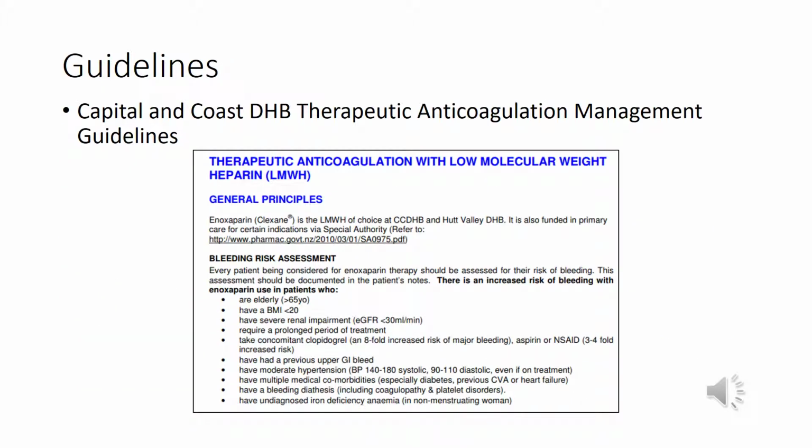One of the guidelines that will be used for this clinical decision support system is from Capital and Coast District Health Board, who have developed guidelines for therapeutic anticoagulation management. These guidelines are available on the internet. The guidelines include baseline testing of the patient, bleeding risk assessment, contraindications, indications, dosage calculations for enoxaparin, and monitoring. Here are the guidelines for the bleeding risk assessment, which should be undertaken by the clinician.